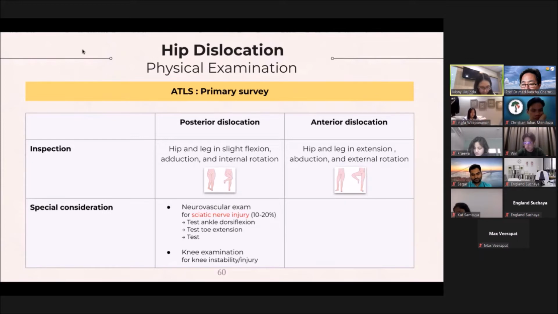The common peroneal nerve is... no, in the front. You palpate your hip joint. What is in the front? You also can palpate the pulse. Femoral nerve, right? It's next to the femoral artery. So the nerve at least is the femoral nerve for the anterior dislocation. Okay, yes, very good.